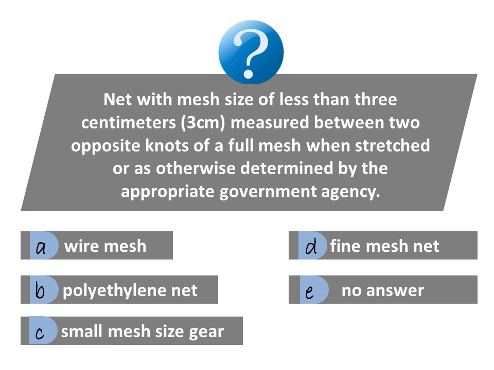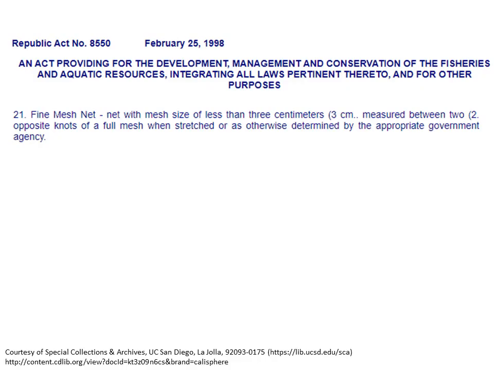A. Wire mesh. B. Polyethylene net. C. Small mesh size gear. D. Fine mesh net. Or E. None of the above. The answer is letter D. Fine mesh net. Basta less than 3 centimeters, fine mesh net siya. This is according to Republic Act number 8550 or the Philippine Fisheries Code of 1998. Sa definition of terms, fine mesh net, net with mesh size of less than 3 centimeters measured between two opposite knots.